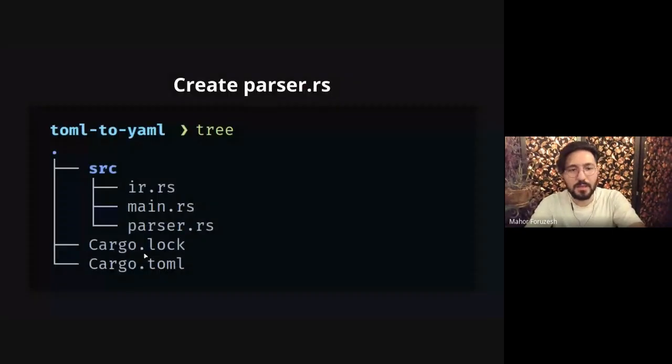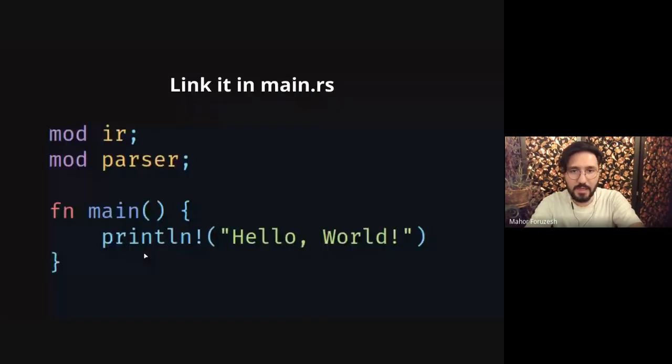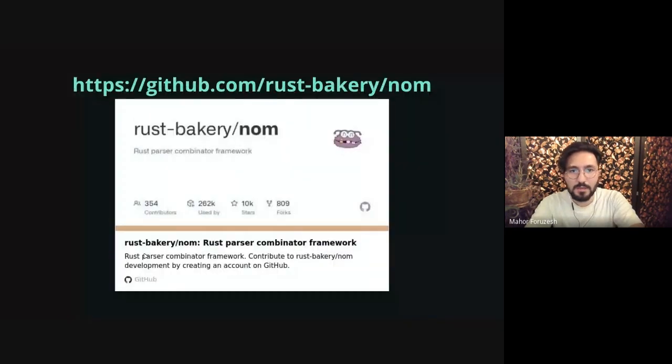First, again, we'll create a new file called parser.rs. And we link it in the main.rs file using the mod keyword. Then I'm going to use a crate or library called nom, which is an amazing library for parsing strings.